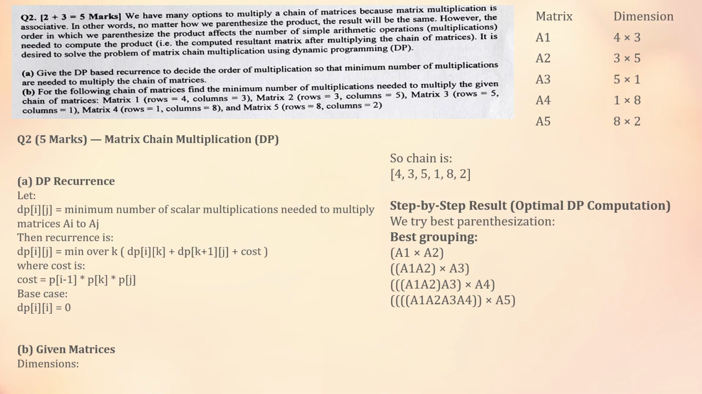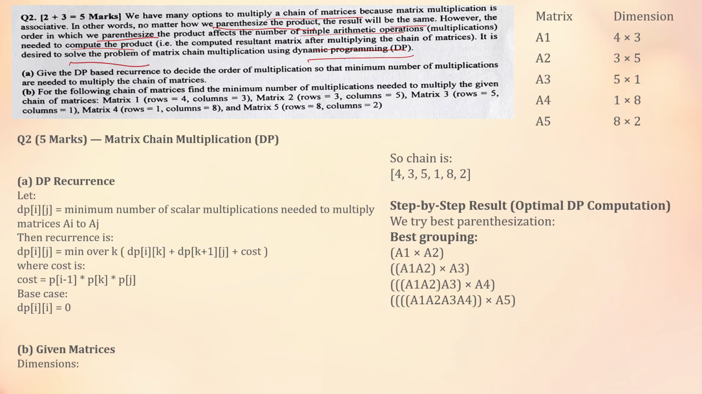Next, this is a question of DP, where we have done matrix chain multiplication. We have many options to multiply a chain of matrices, but matrix multiplication is associative. In other words, no matter how we parenthesize the product, the result will be the same. However, if we change the order in which we parenthesize the product, the number of operations to compute may also change. It is desired to solve the problem using a dynamic programming approach.